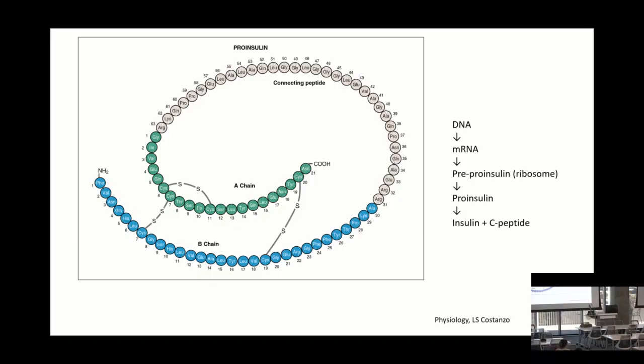And insulin is produced with C-peptide. As you can see, it has an A chain, a B chain, and then a connecting peptide. The A chain and the B chain are connected through two disulfide bonds, and then there's a disulfide bond within the A chain. These are some things that you might see on your board exams, so remember the structure of insulin. It has two disulfide bonds connecting the two chains, and a third bond within the A chain.